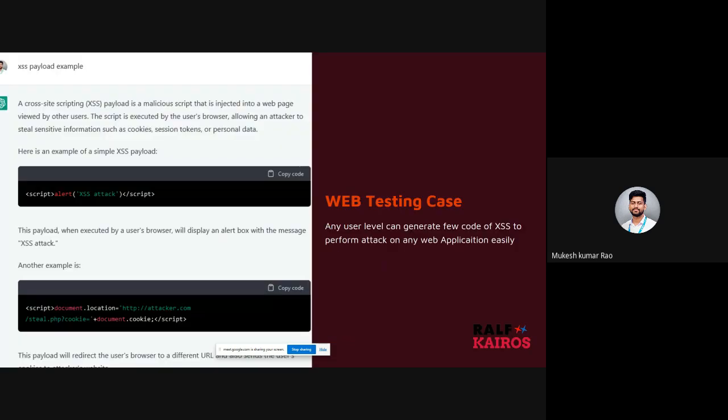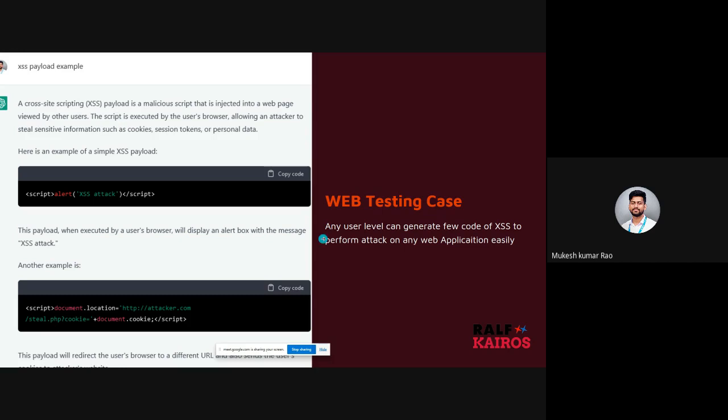So this is one web testing case scenario. Even as a beginner, you can learn how to generate payloads if you don't know programming languages like JavaScript or PHP. You can still generate payloads to perform pen testing on different sites. Here you can see I asked for an XSS payload example. We got different case scenarios, such as how to generate an alert in the script, or one from the document location for DOM-based XSS. We have multiple case scenarios that we can use to amplify.